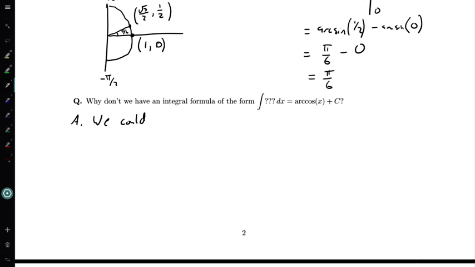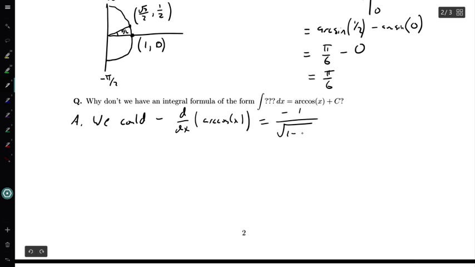so for instance, the way that we would come up with such a formula is we would want to find out, well, what's the derivative of arc cosine? Because the integral of arc cosine's derivative should be arc cosine. So the derivative of arc cosine we know to be -1 over the square root of 1 minus x squared. So our integral formula could look something like integral of -1 over root 1 minus x squared dx equals arc cos of x plus c.